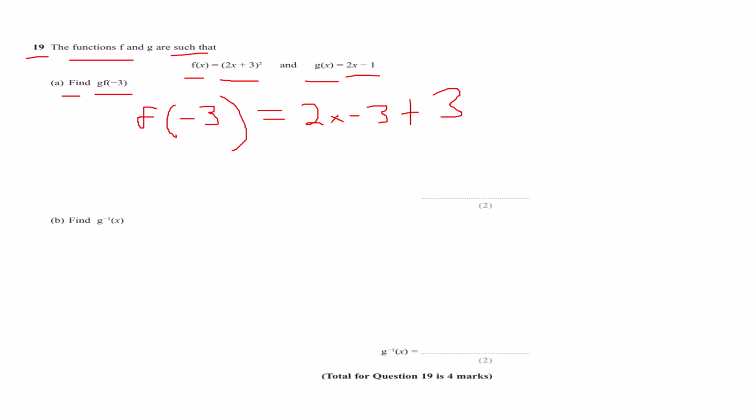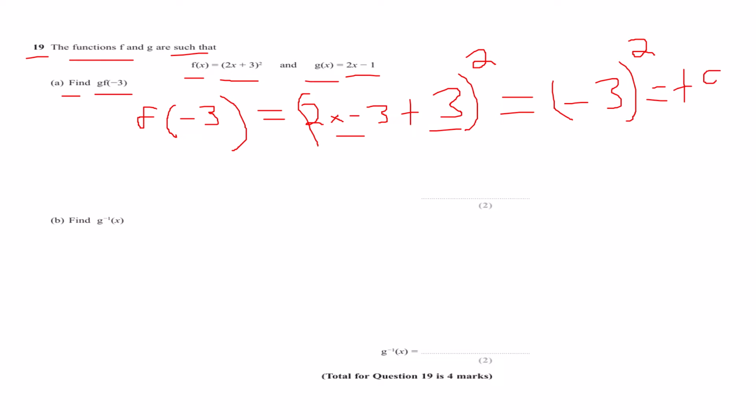Okay, so again, remember your rules of maths. So 2 times minus 3 first, so timesing before the addition. That's minus 6. Minus 6 plus 3 makes minus 3. You have minus 3 all squared, which is minus 3 times minus 3, which is positive 9. Okay, again, check it if you're unsure.